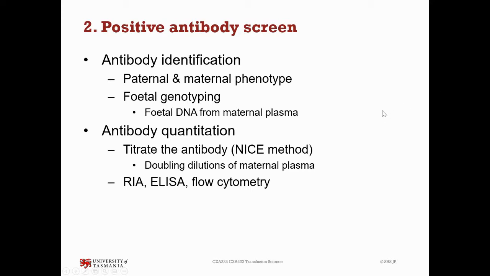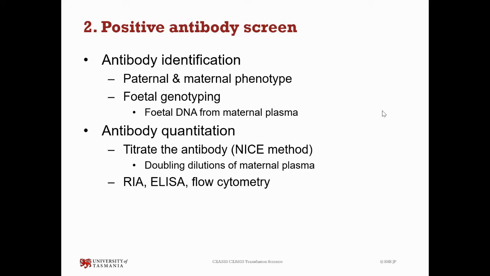do an antibody quantitation. And traditionally, again, this is done by titration, by titrating the antibody. So again, we make doubling dilutions of maternal plasma in buffered normal saline, and then we react a couple of drops of each of the dilutions with cells that are homozygous for the corresponding antigen to the mother's antibody, because we want the cells to be able to detect small quantities of antibody. So that's why you use homozygous cells. And then we titrate the antibody.